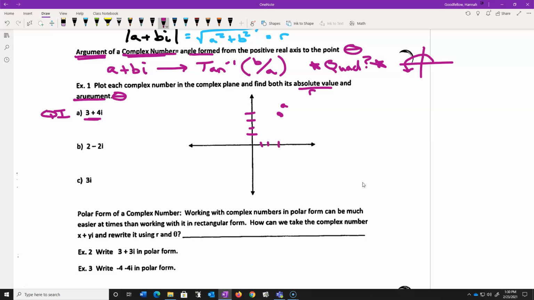The first one that we're going to calculate is the absolute value. That would mean I'm just taking the square root of 3 squared plus 4 squared, and that would be 9 and 16, and the square root of 25, which is 5. There's your answer for the distance to get to that spot. The next one would be to find theta, and that theta would be the inverse tangent of b over a, which is 4 over 3.